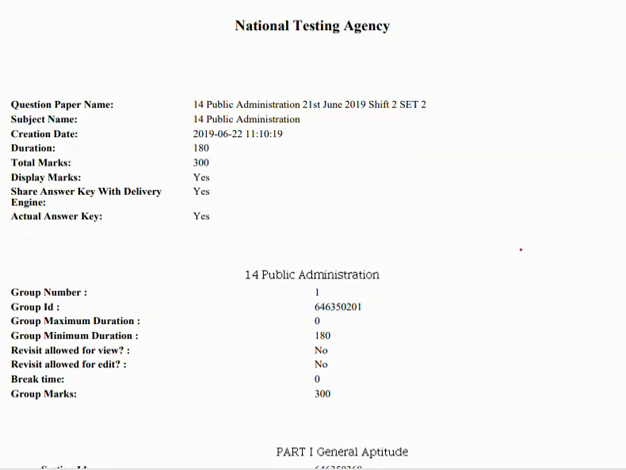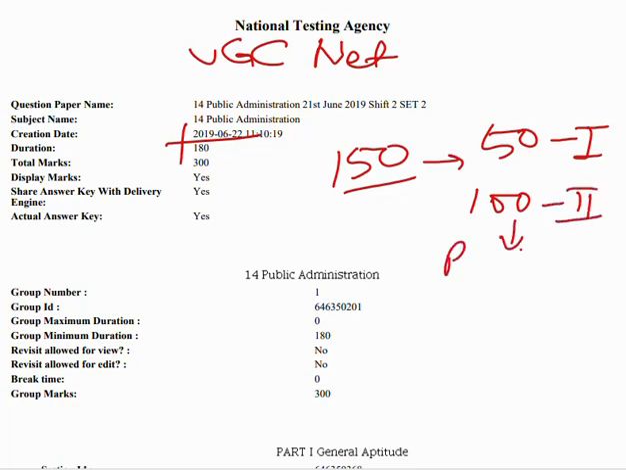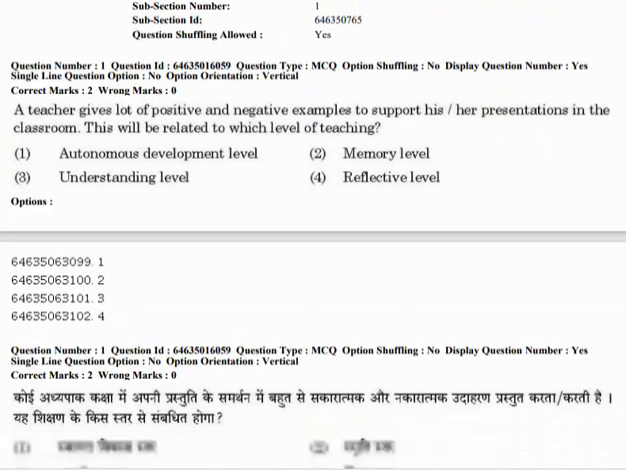In this video, we will solve the UGC NET paper held on 22nd June 2019. This paper consists of a total of 150 questions, out of which the first 50 are of Paper 1 and the next 100 are of Paper 2 for the paper Public Administration. Now, without any delay, let us quickly start with our first question.